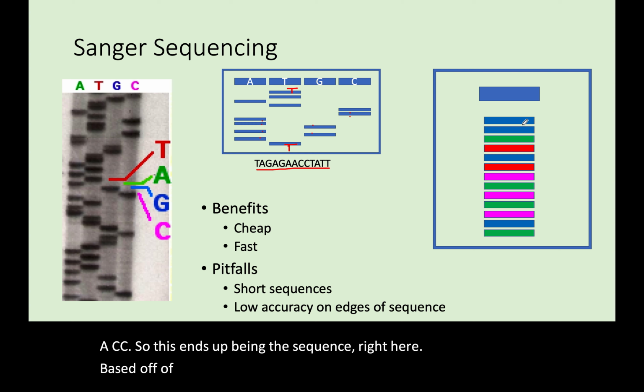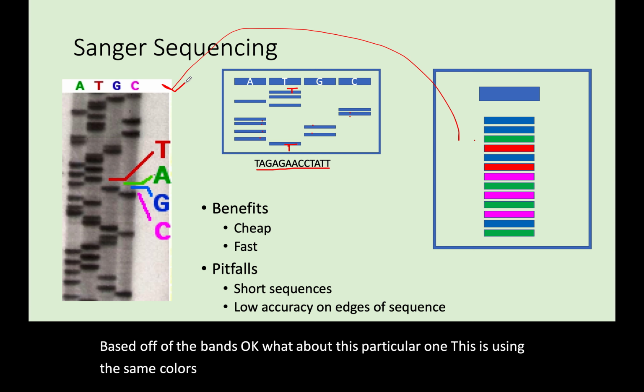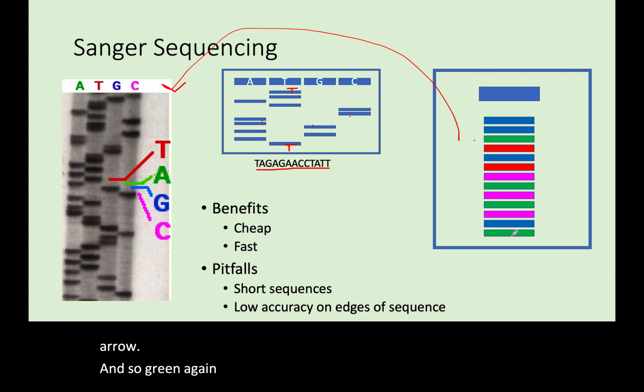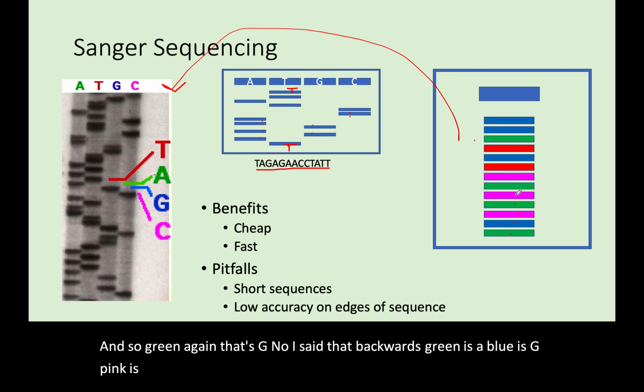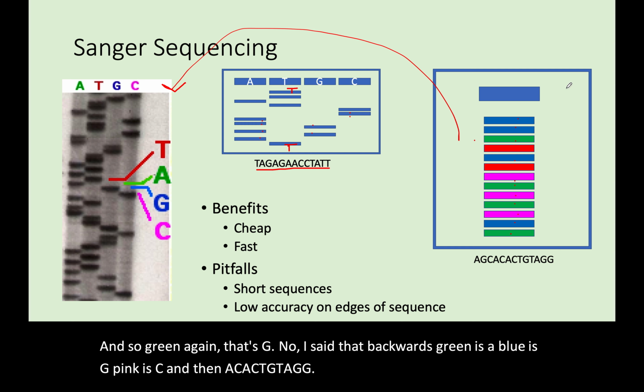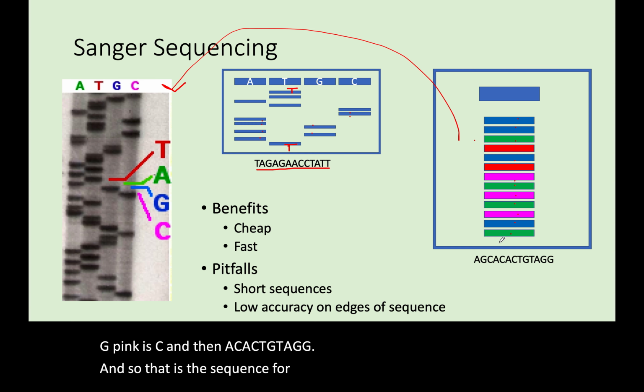Okay, what about this particular one? This is using the same colors as are shown right here. So green, again, that's G. Blue, no, I said that backwards. Green is A, blue is G, pink is C, and then A, C, T, G, T, A, G, G. And so that is the sequence for this particular column.